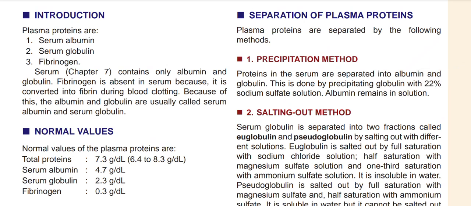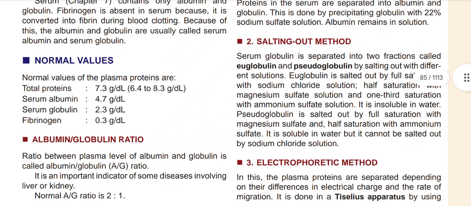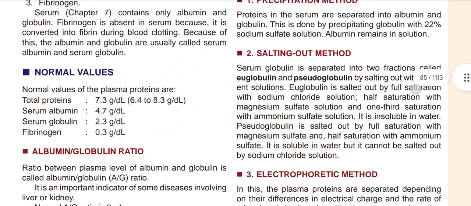You must remember one thing: the ratio between albumin and globulin is 2 is to 1. That's why it is 4.7 and 2.3. If you calculate, albumin is 2 times more than globulin. So the albumin to globulin ratio, or A/G ratio, is 2 is to 1.